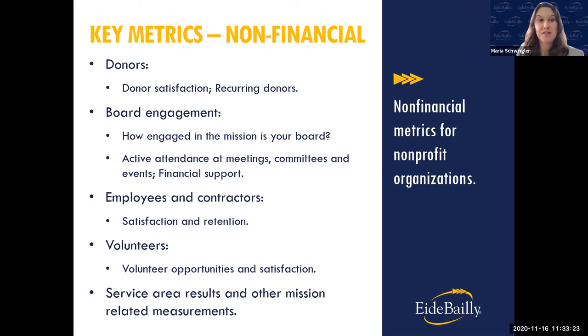Oftentimes, engaged volunteers will also contribute a financial donation. And the last thing on here is service area results or specific program results. Do you have specific program goals, and are you able to track those goals to be able to share them back with the public? Whether that's number of members, number of students or children being served, or number of hours dedicated to a specific program area. This really will vary from organization to organization, but it's always good to think about what metrics will help the public and your stakeholders understand the impact that your organization is having beyond the financial statement numbers.